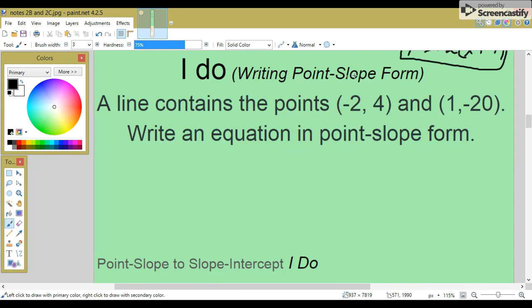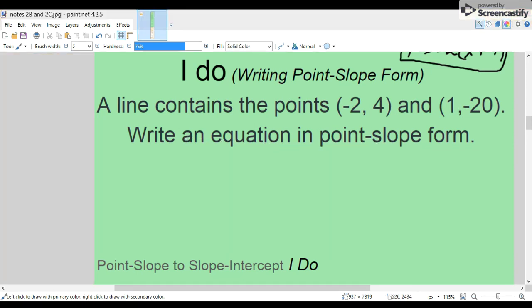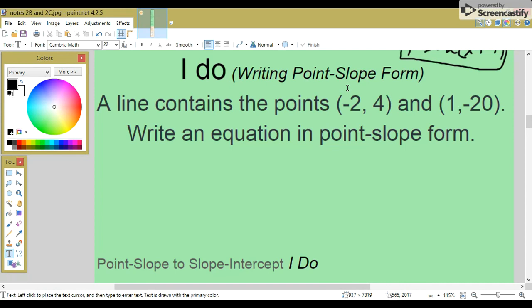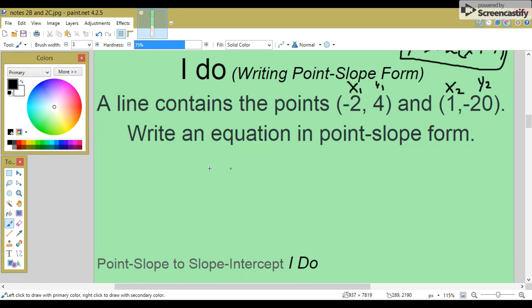Write point-slope form. A line contains the points (-2, 4) and (1, -20). Write an equation in point-slope form. First, we want to label our points: x1, y1, x2, y2. We're going to use those 2 points to find our slope. Let's recall the slope formula. We have m equals y2 minus y1 all over x2 minus x1.